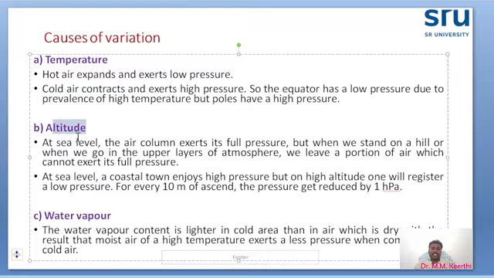And next one is altitude. At sea level, the air column exerts full pressure. When you are standing in sea level areas, you will feel higher pressure. When we are standing on hills, the density of the air will be low, and the surface layer is also low. Due to that, we will feel low pressure at higher altitude.